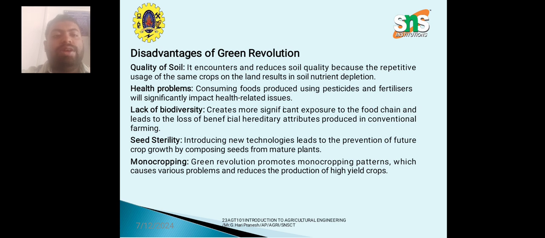Seed sterility. Because of introducing new technologies, it leads to prevention of future crop growth by composing seeds from mature plants. Monocropping. Green revolution promotes monocropping patterns which cause various problems and reduce the production of high yielding crops.